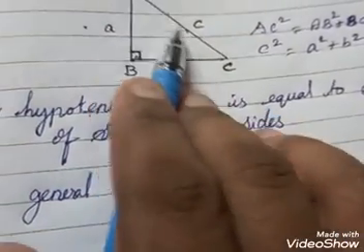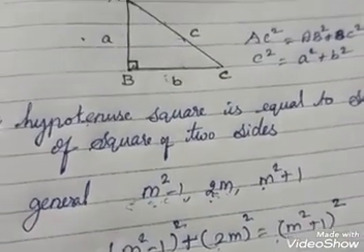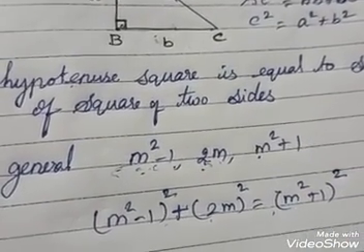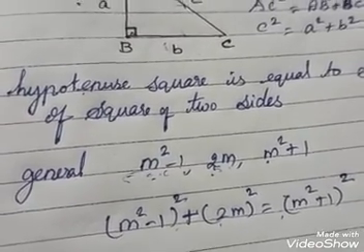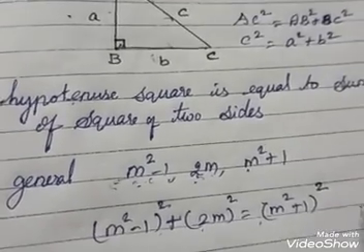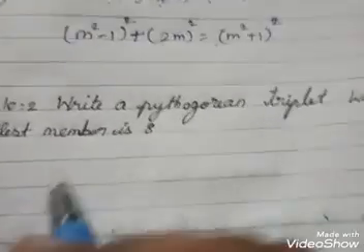So this is the longest side. On this longest side we take m square plus 1. So m square minus 1, 2m, m square plus 1 are the general form of the Pythagorean triplet. Here m is any integer. So first we move on to the first example.